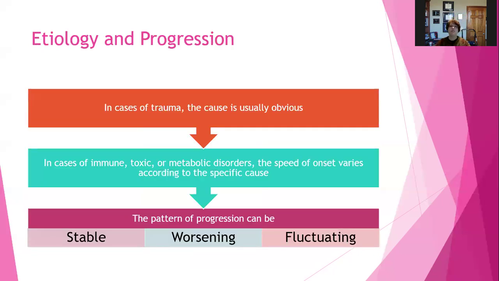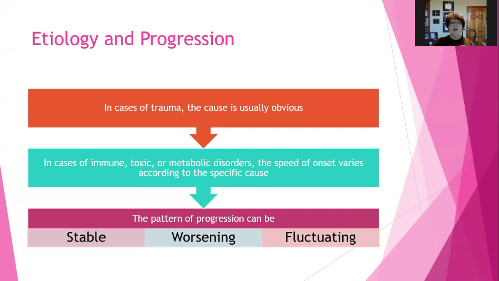So in cases of trauma, the cause is usually obvious. You got flattened by a semi-truck. In cases of immune, toxic, or metabolic disorders, the speed of onset varies according to the specific cause. With stroke, it's not a trauma, but the speed of onset is usually acute. With other things, it might be subacute or chronic.